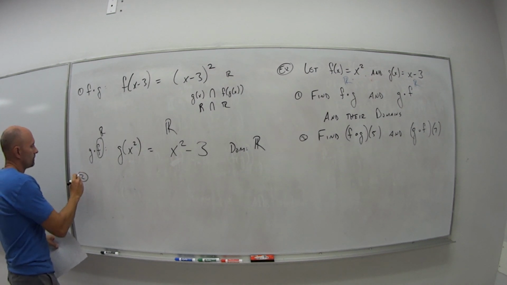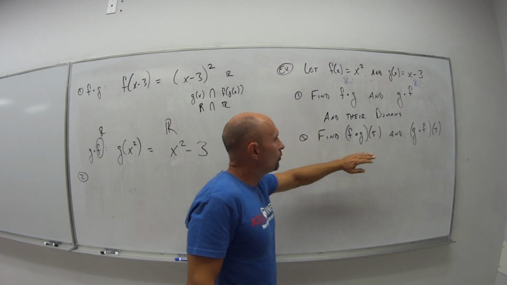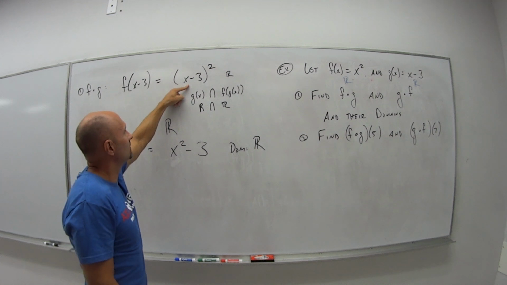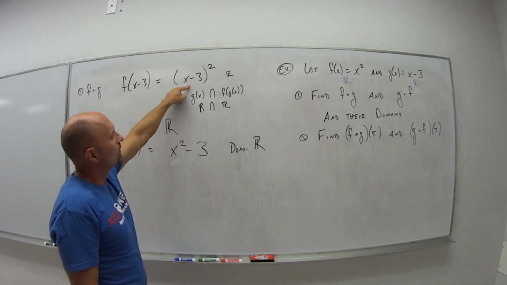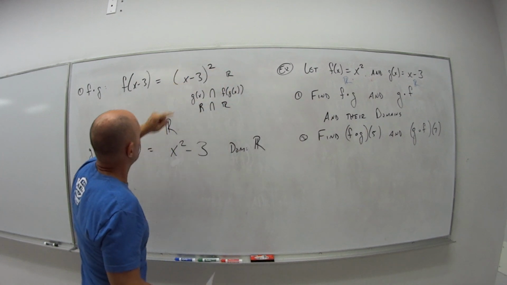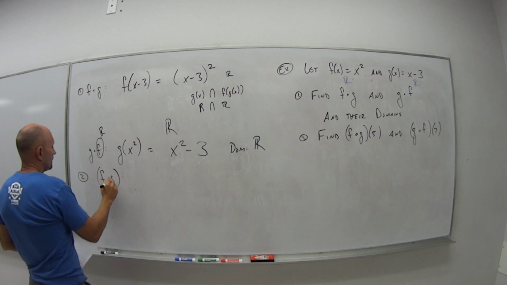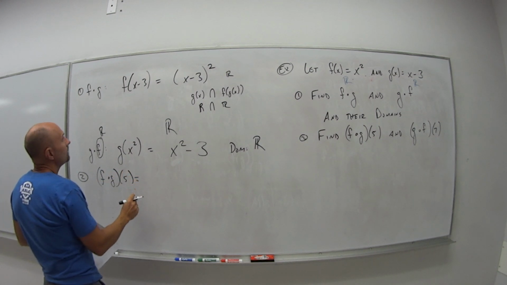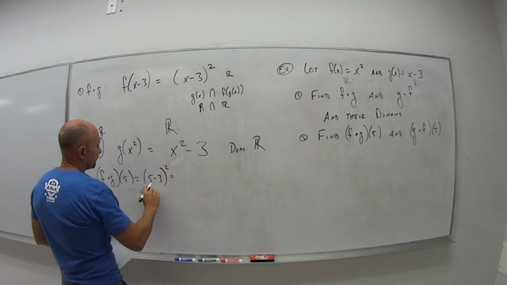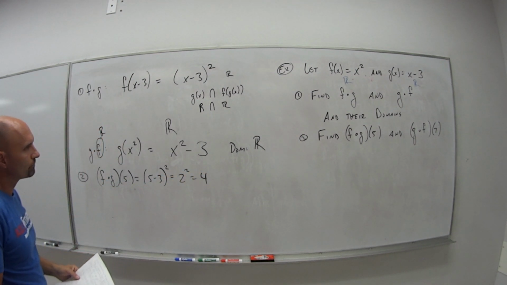Now, we want f of g of 5. So we found what the composite was. It simplified nicely for it. We just put it in. So we can do what? We can now plug in 5 into the composite function, so we get what? So f of g of 5 is 5 minus 3, square that, so that's 2 squared, which is 4.